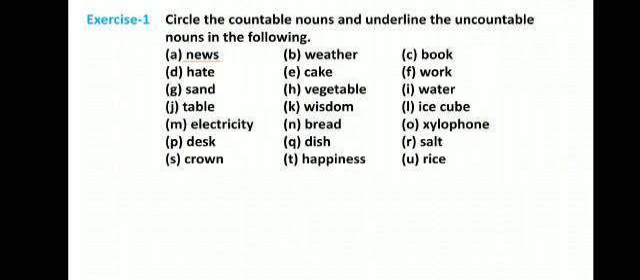See, news is uncountable, weather is also uncountable now, and book is countable. News we can't count, right? Weather also we can't count, but book we can count.